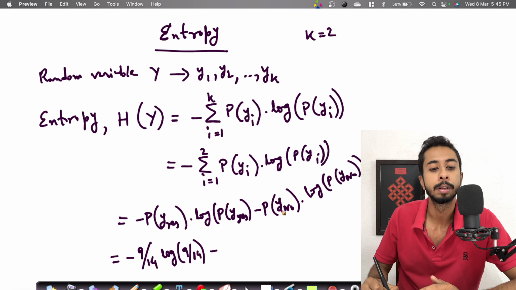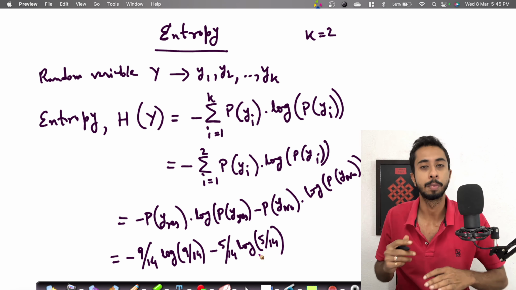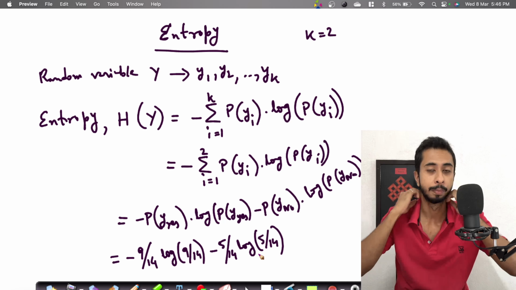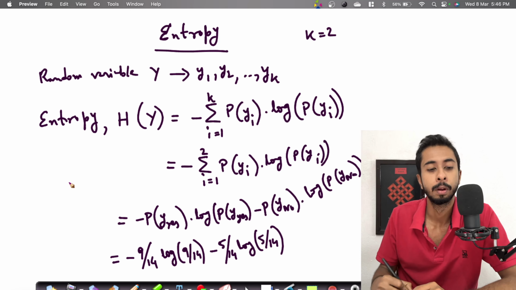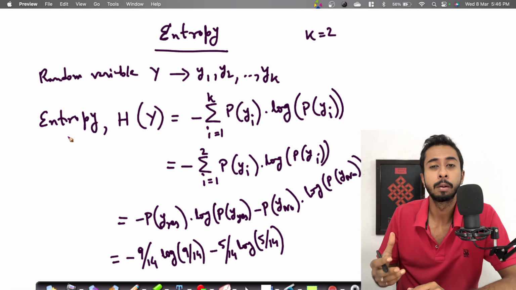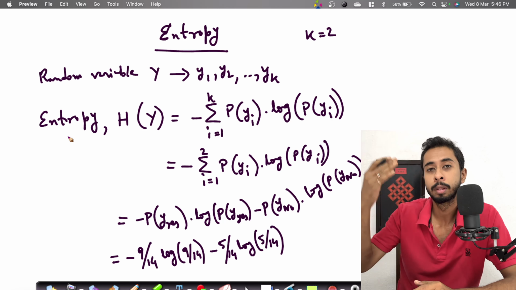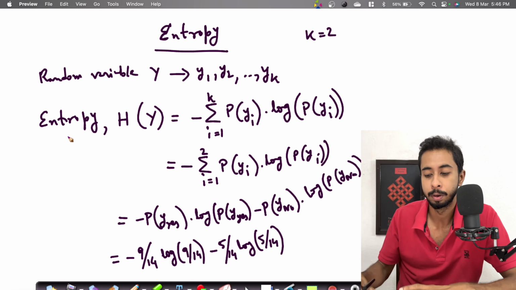minus, what is the probability of no? It is obviously 5 by 14. So 5 by 14 into log of 5 by 14. Whatever the result is, that is the entropy of y here, right? So this is how entropy is calculated. Entropy is always calculated in the case of a decision tree on the target variable or the class variable. Remember this, right?